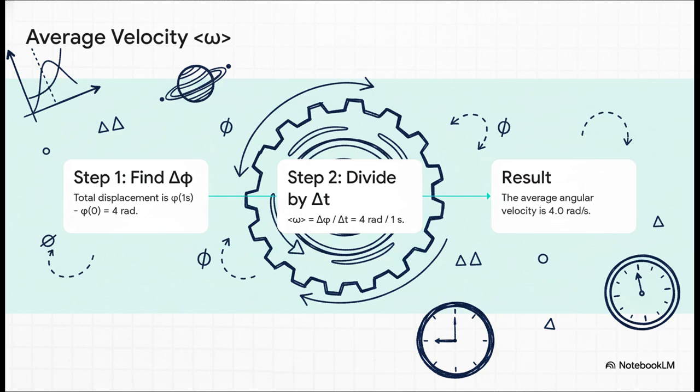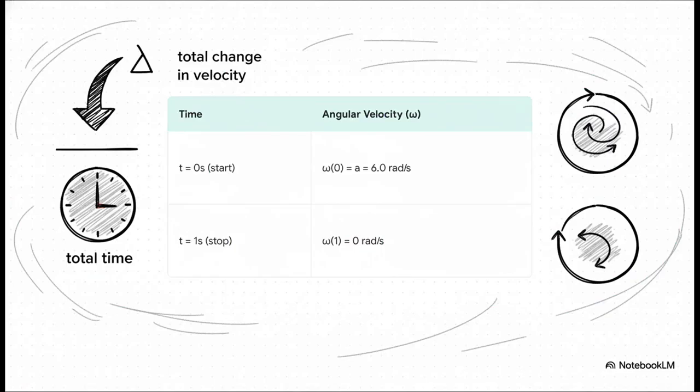So the total displacement is 4 radians. We divide that by our total time of 1 second, and we get an average angular velocity of 4.0 radians per second. All right, 1 down, 1 to go for part A, average acceleration.